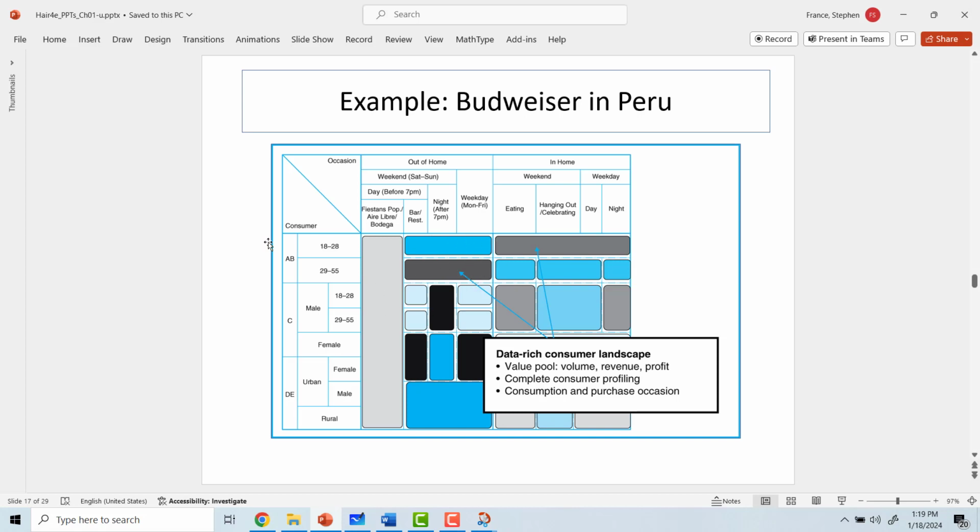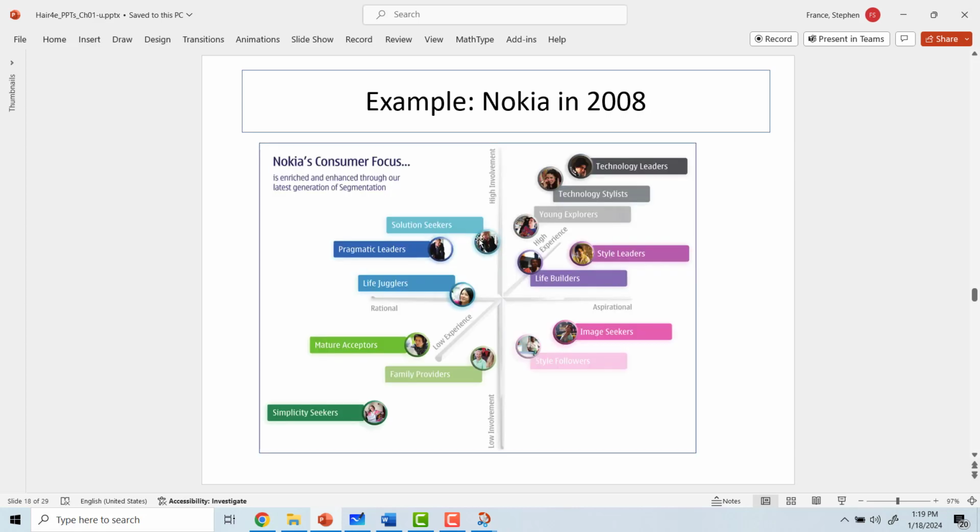So we have this segment here of ABs, so probably high income young professionals, who consume Budweiser out of the home at bars and at nights as well, weekday nights as well. So that's just an example of a segmentation. And this is a little bit out of date, but it's a really general consumer segmentation. So it's pretty kind of cool.